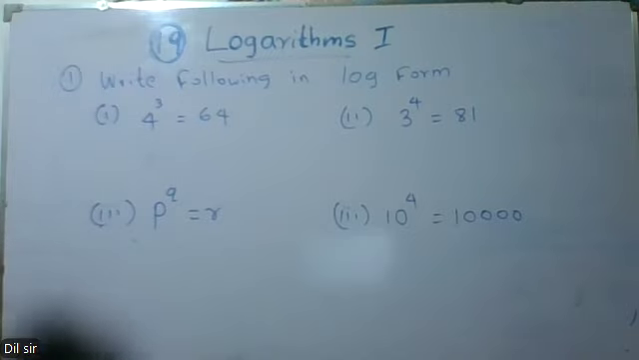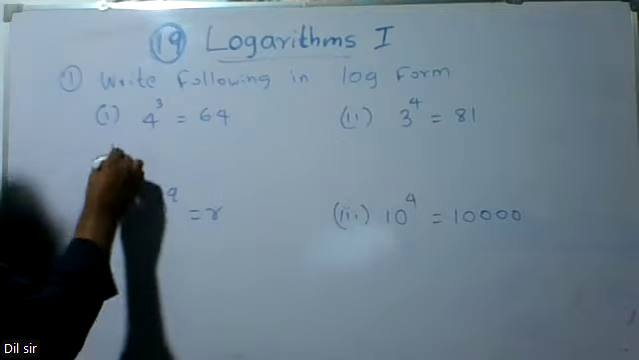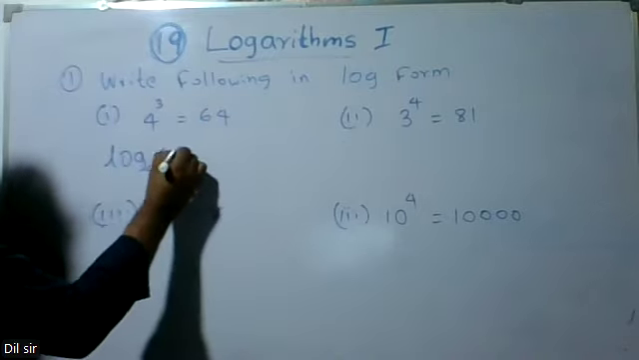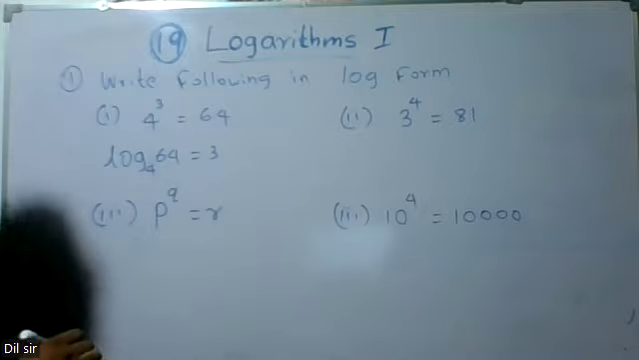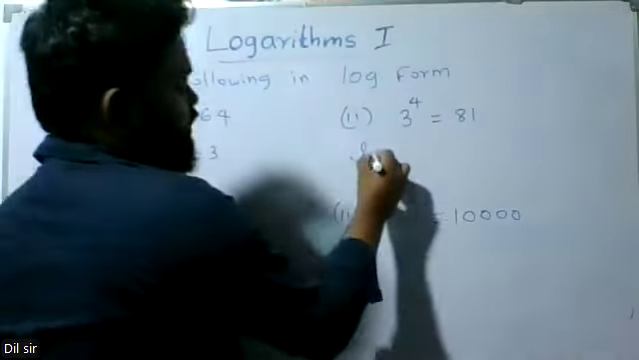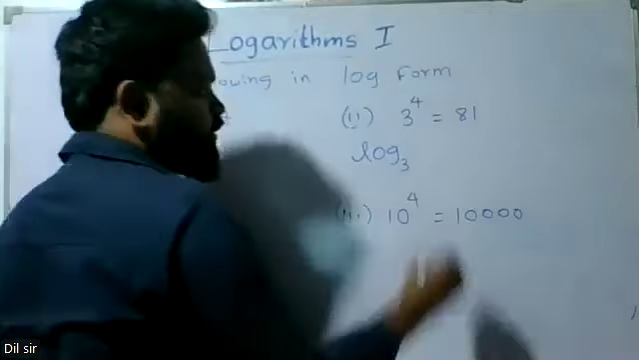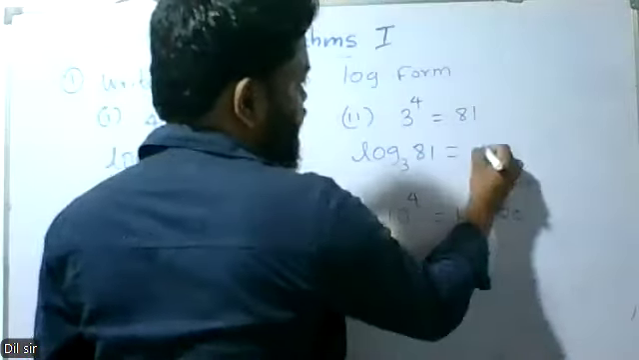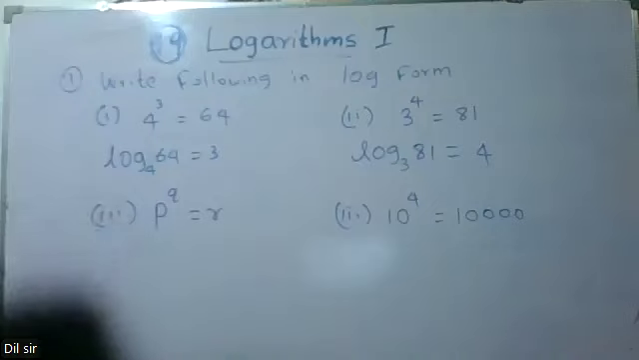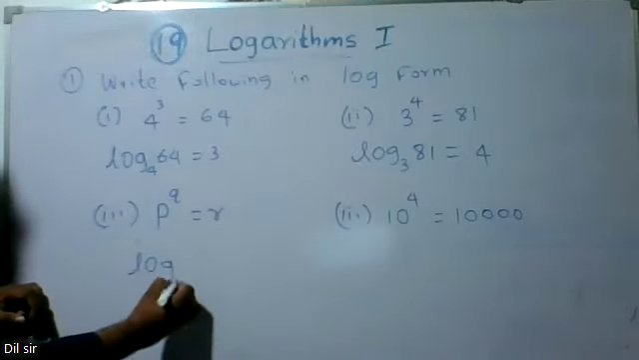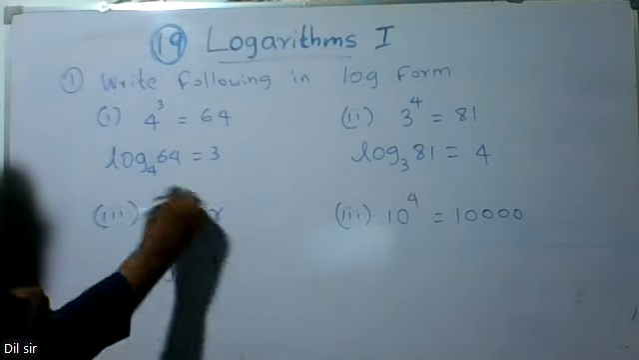First: log, the base is 4, the value is 64, equal to 3. Second: log base is 3, the value is 81 and the index is 4. Very simple. Third: log base is p, value is r, index is q.